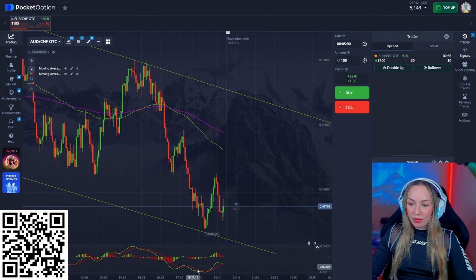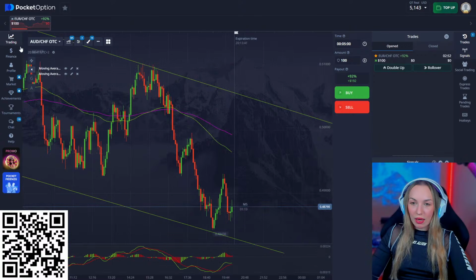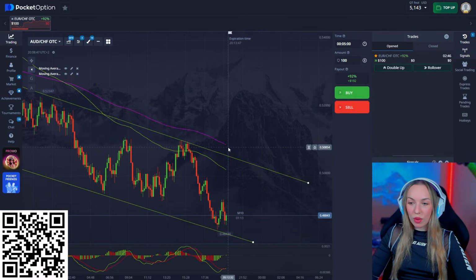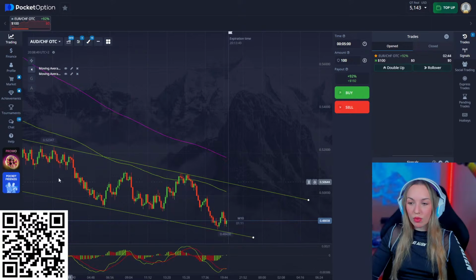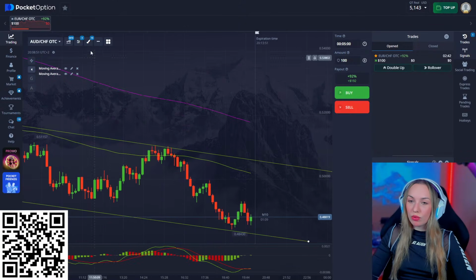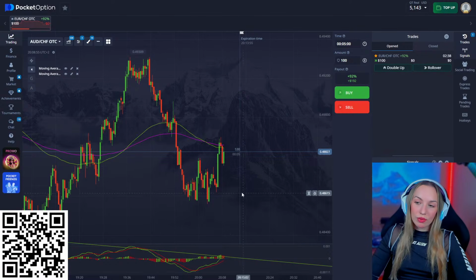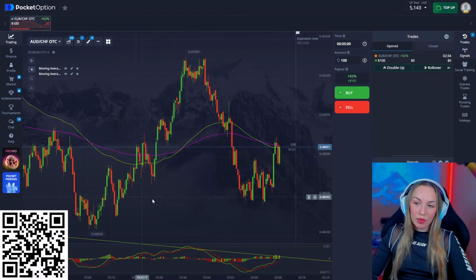AUDCHF formed a signal here to open the trade in the upward direction, went down, but to tell the truth, I believe that it's gonna go up. But in general, in the 5 minutes time frame, we can see that our price is moving in the downward direction. So I would prefer here to open the trades only in the downward direction. But for now, only the trades in the upward direction are forming.